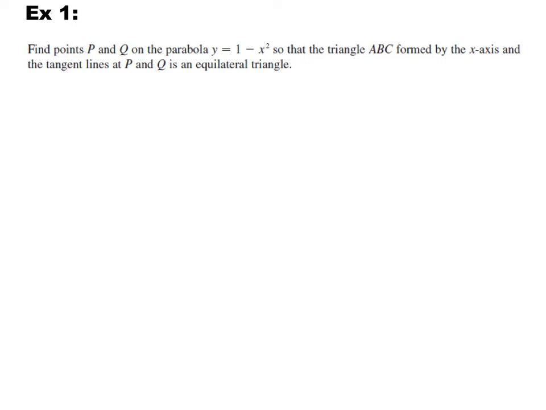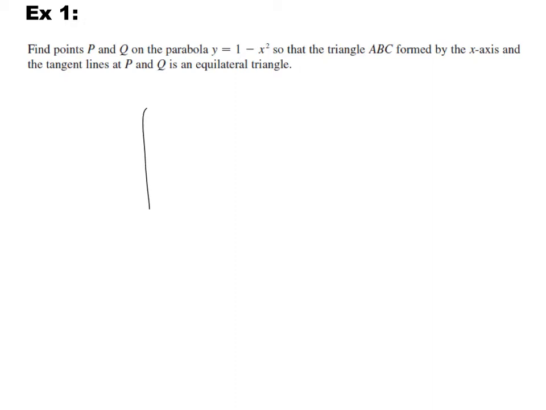In this video, I'm going to go through some challenging problems in rate of change. The first one is: find points P and Q on the parabola y equals 1 minus x squared, so that the triangle ABC formed by the x-axis and the tangent lines at P and Q is an equilateral triangle.